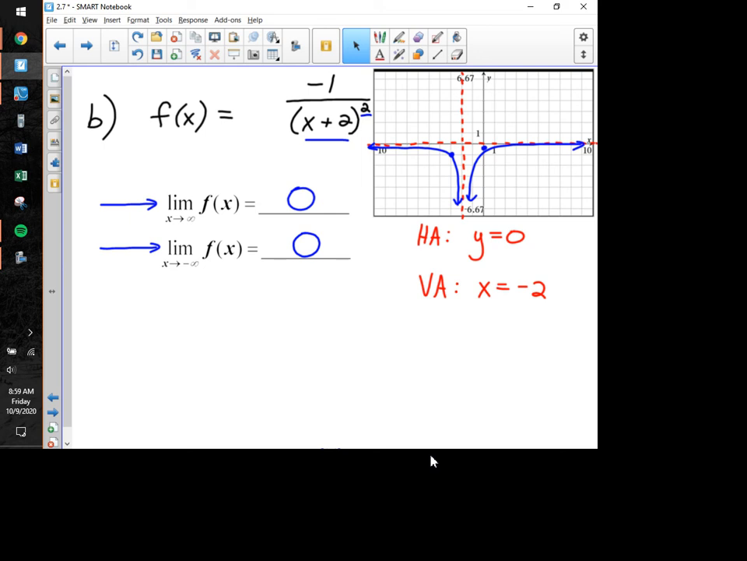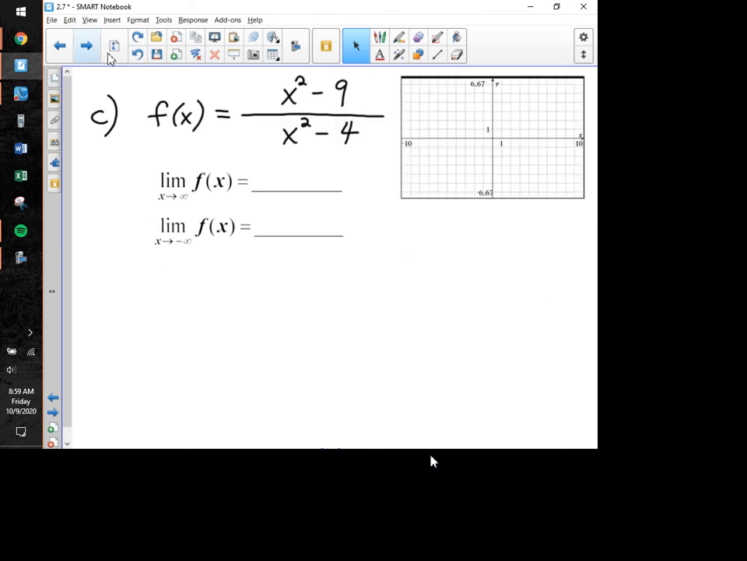Boy, as I look at this graph here, you guys, it really should be symmetric with respect to that vertical asymptote. Pretty disappointed in my graph right there. I hope you guys can forgive me. But anyway, let's move on to C.